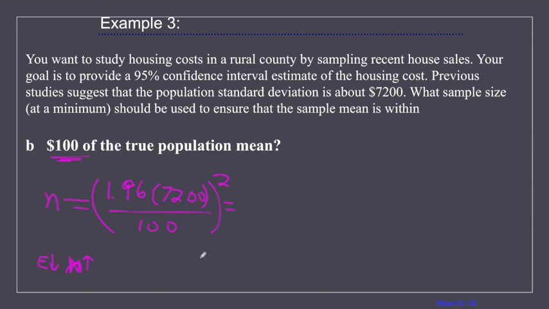So I'd plug this into my handy dandy calculator, and I would get 19,914.85. And you have to remember to round up, right? We don't have 0.85 of a house. So I have 19,915 as our final answer.